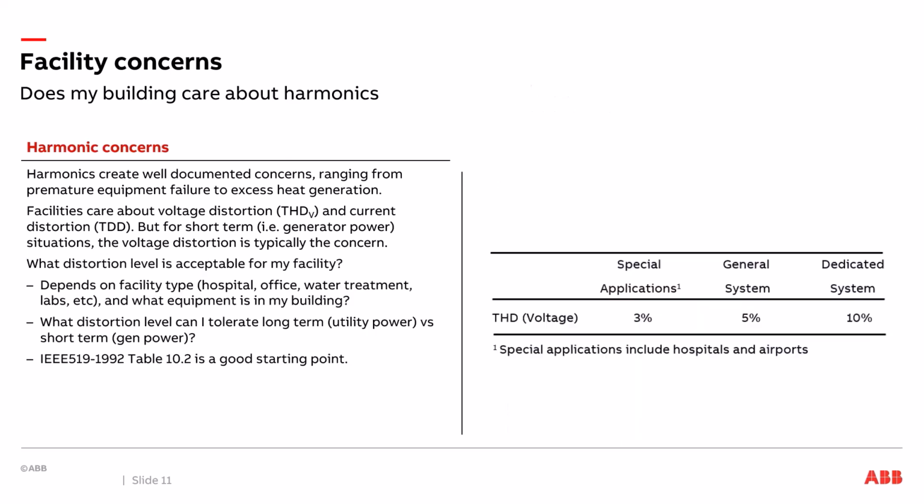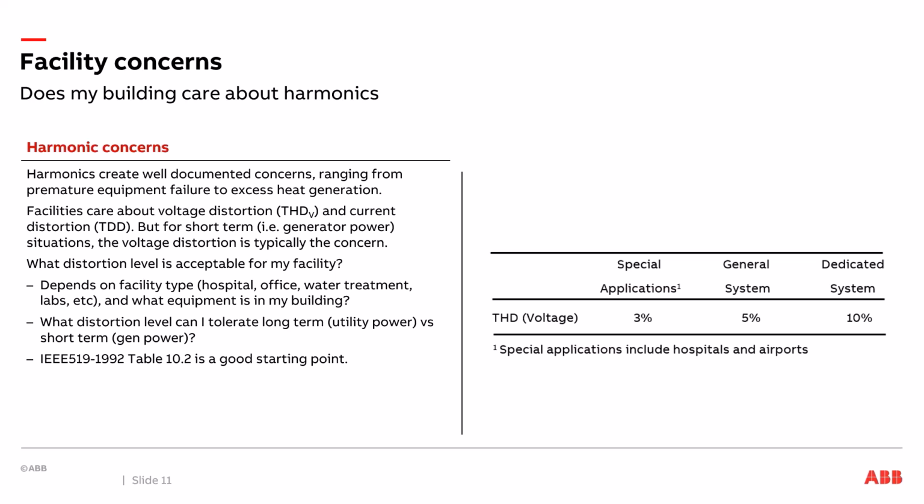As my concern and what I'm designing my system for. So now the big question, the $1 million question, is what level of distortion is acceptable for my facility? And while the answer is it depends, what type of facility am I? Hospital, office, water treatment? Do I have some sort of labs that need equipment with really precise measuring 24/7, a data center, a lot of different types of buildings?